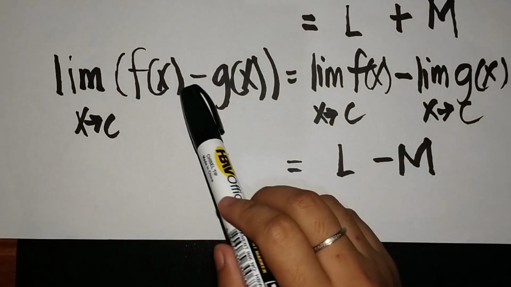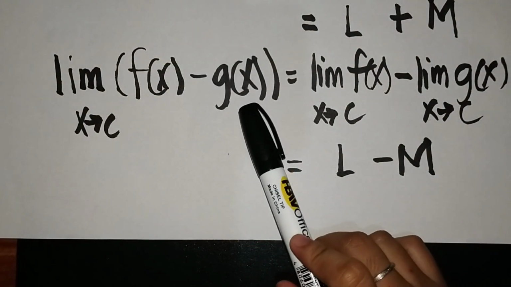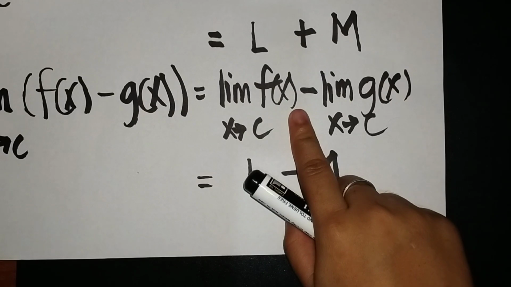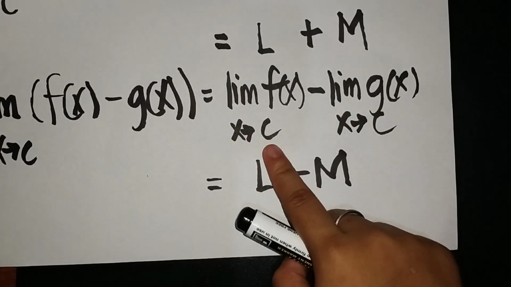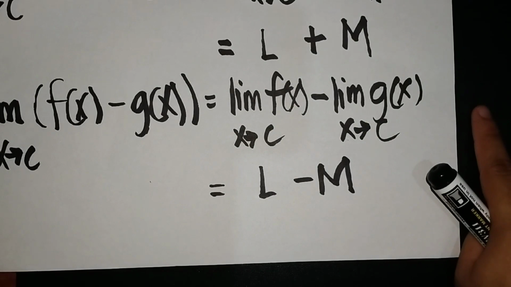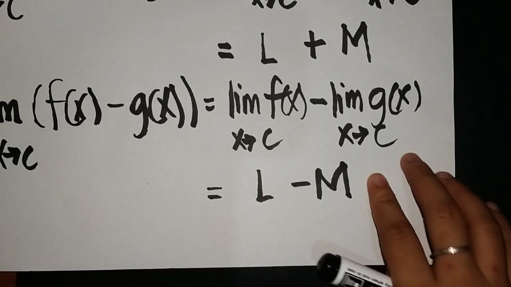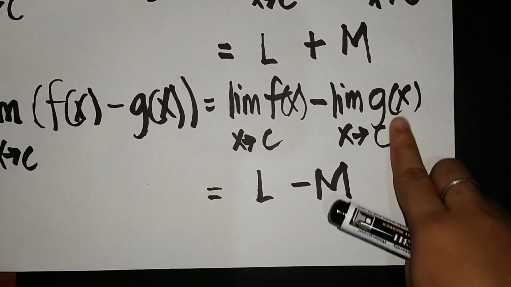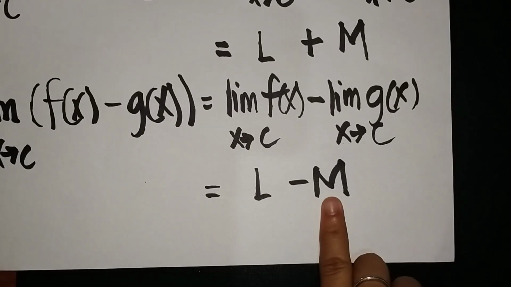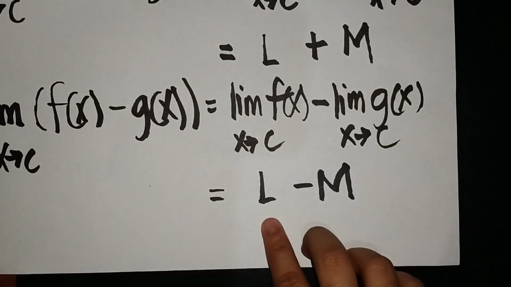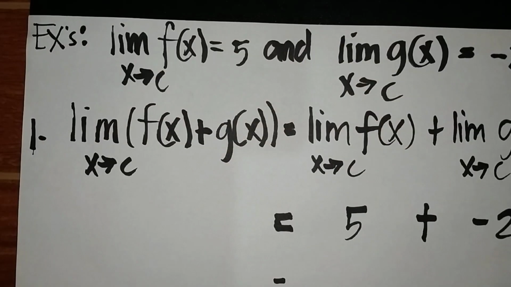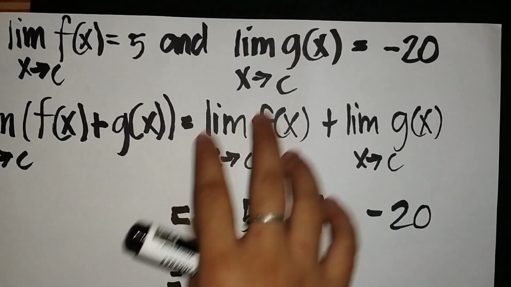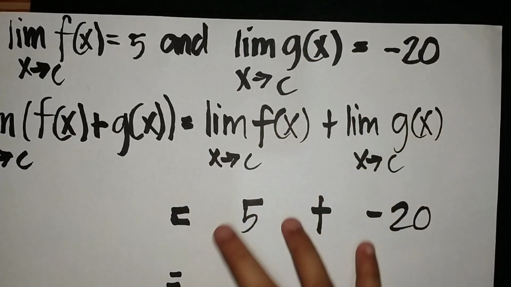Here we have the limit of f of x minus g of x as x approaches c. We have the limit of f of x minus the limit of g of x as both limits of the two functions approach c. So the limit of f of x is equal to L, and the limit of g of x is equal to n. So we have to subtract the limits of the two functions, which is represented by L minus n. For example, here we let the limit of f of x be equal to 5, and the limit of g of x as x approaches c be equal to negative 20.